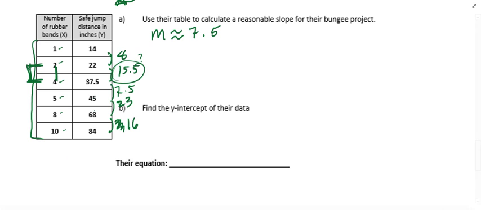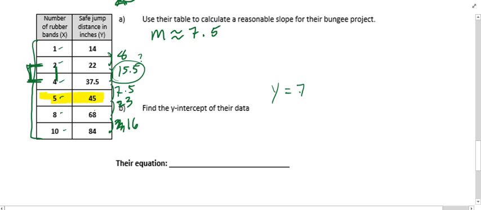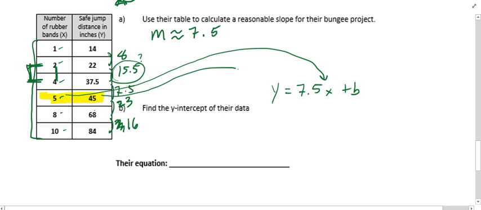I'm going to pick a nice point to plug in. Let's pick this one here, 5, 45. If you picked a different one, that's fine. We should get something kind of similar. Maybe different if you picked a different slope. So that means we're using y equals 7.5x plus b. And we're going to take the 5, plug it in for x, the 45, plug it in for y.